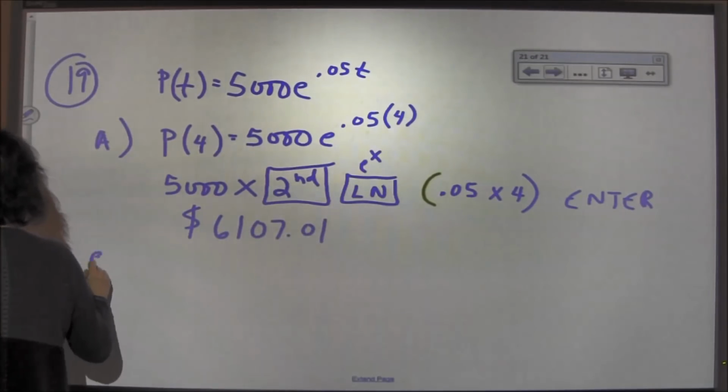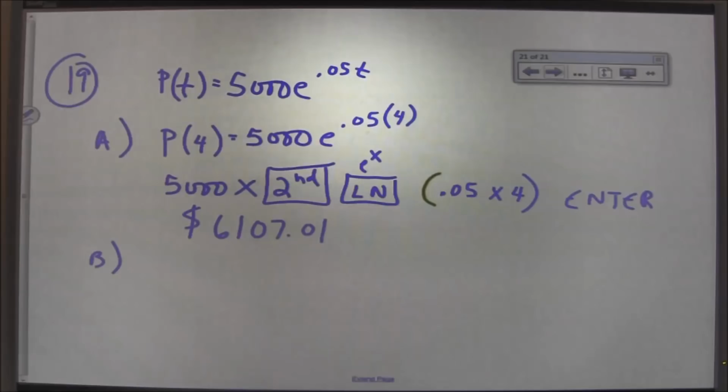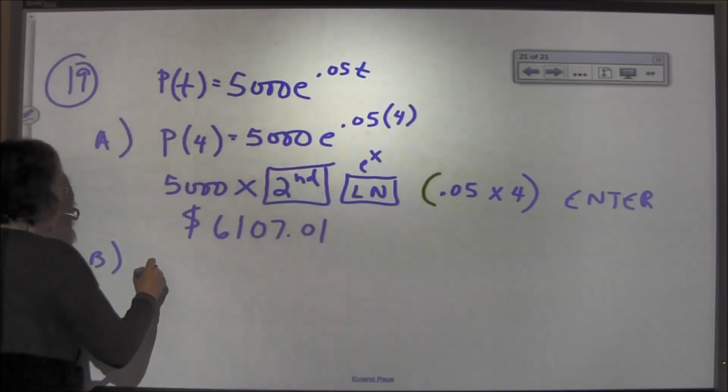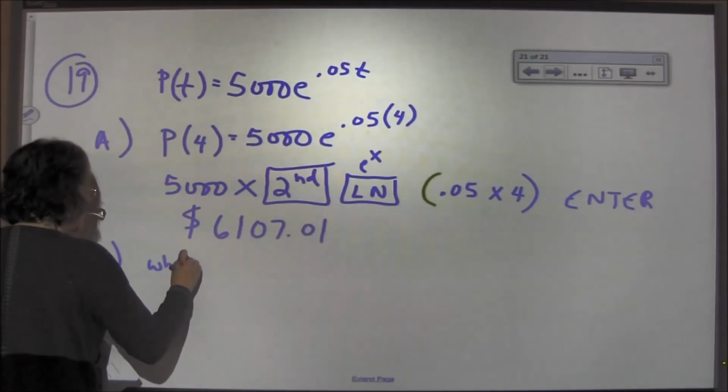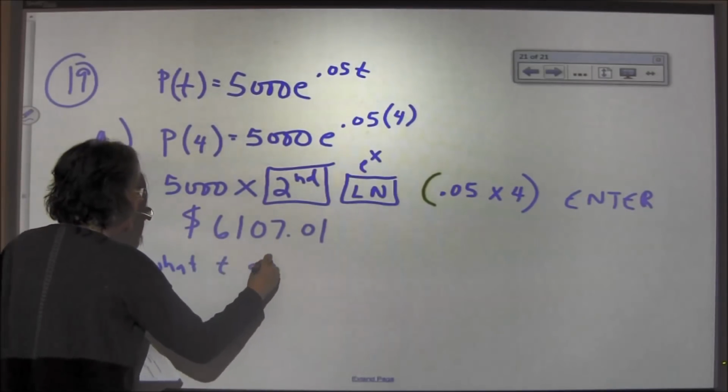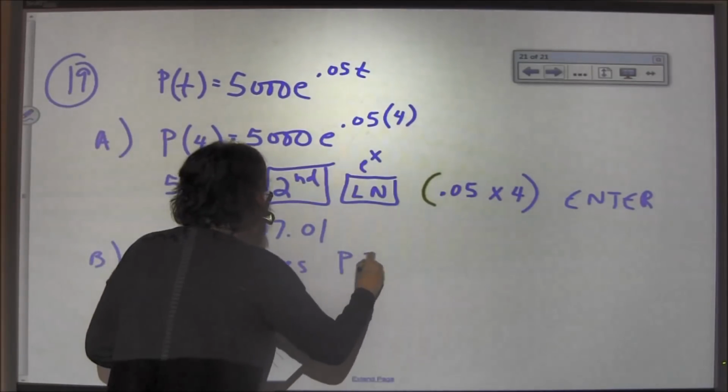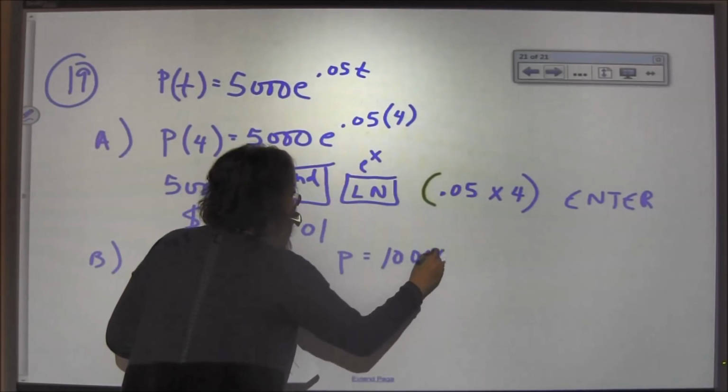$6,107.01 is what we get there. But the second part is more involved. It says, when will the account reach $10,000? So that's what t gives a P-value of 10,000.